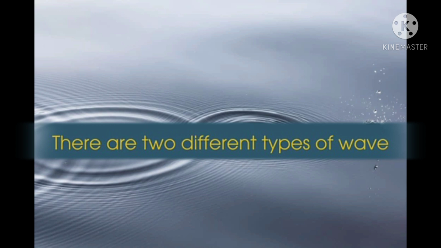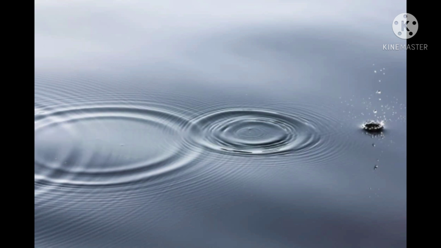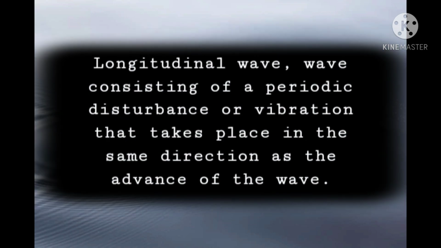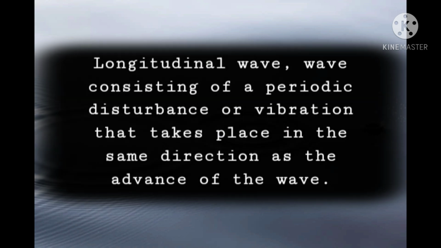There are two different types of waves. Longitudinal waves. A longitudinal wave is a wave consisting of a periodic disturbance or vibration that takes place in the same direction as the advance of the wave.